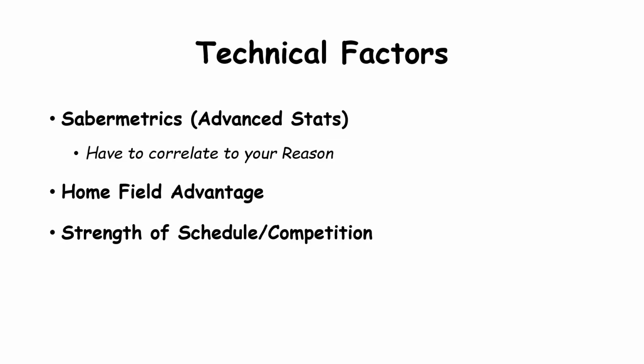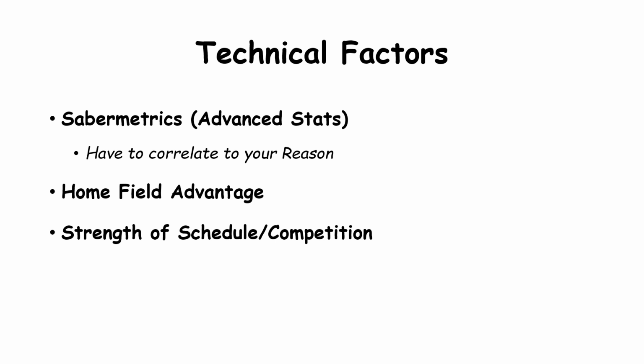So we said we'd dive deeper into some of the factors that will be included. Let's start with some technical factors. The first of the technical factors would be sabermetrics or advanced stats. Remember, these statistics need to correlate with your reason. And your reason would be, if you're trying to find the win percentage, are you trying to find the margin of victory, win totals? These stats need to correlate with that specific outcome.